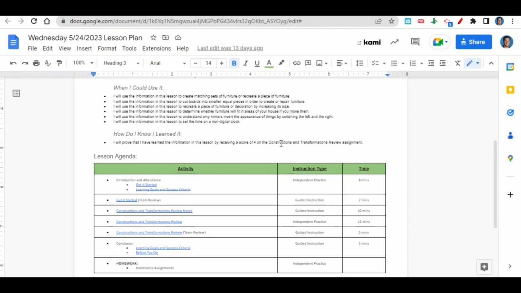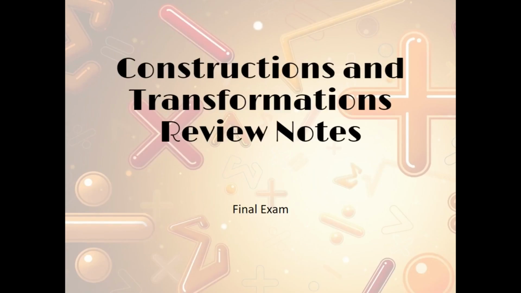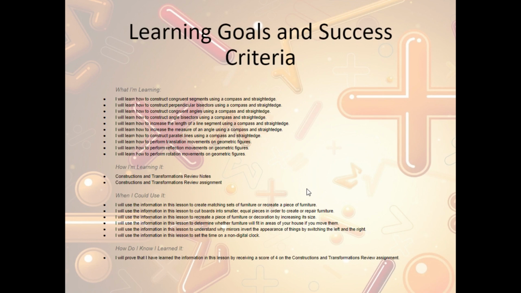At the end of class, we'll go back over our learning goals and success criteria while you fill out your Before You Go. Your only homework for tonight is to work on any incomplete assignments that you may have. Let's take a look now at the Constructions and Transformations Review Notes. The notes begin with the learning goals and success criteria.